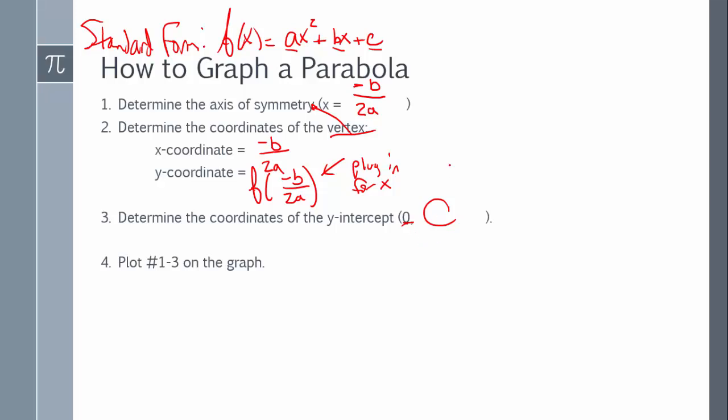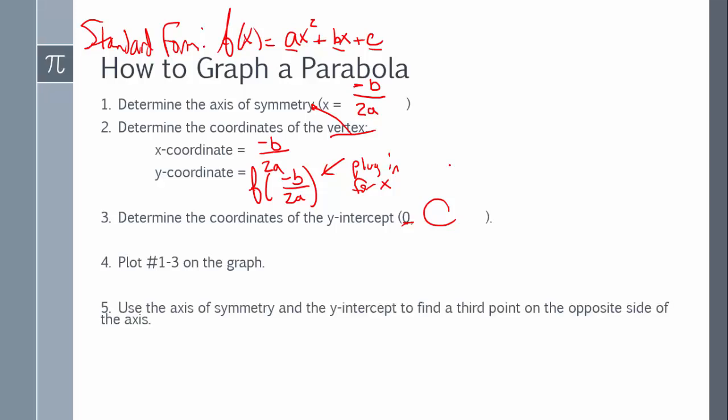And the way we get that third point is we use the symmetry of the parabola. We find a third point that's directly across from our y-intercept using the symmetry that we have of the graph. You'll understand what that means when we do a couple examples if you haven't seen this before. And then finally, those 3 points just get connected with a curve and you have your quadratic.